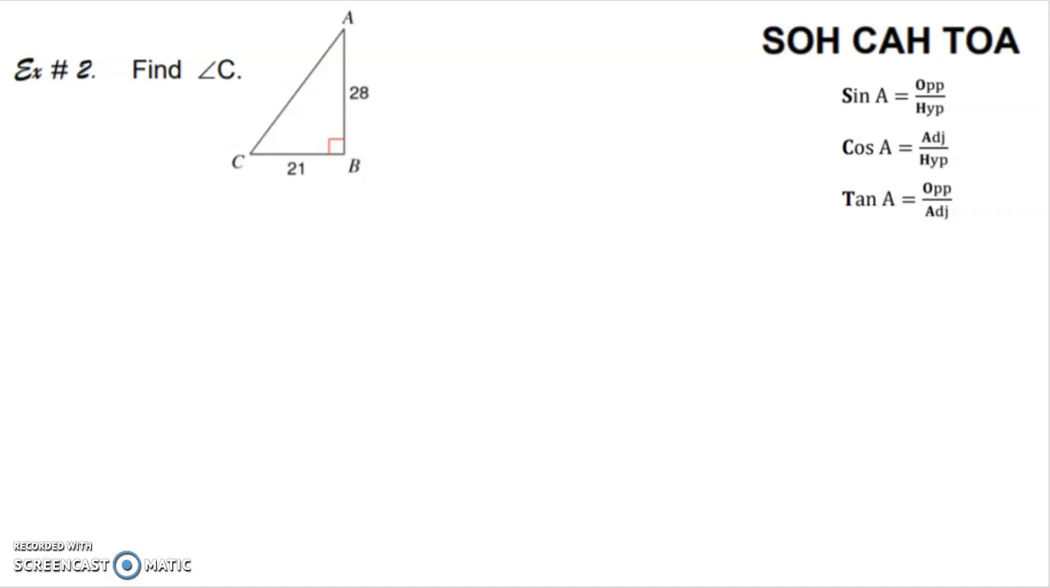Okay, so here is example 2 for solving for angle C. All right, so as we know, angle C is right here. I also put the formula in for everyone so we could just have a little reminder. So sine is opposite over hypotenuse, cosine is adjacent over hypotenuse, and tan is opposite over adjacent.